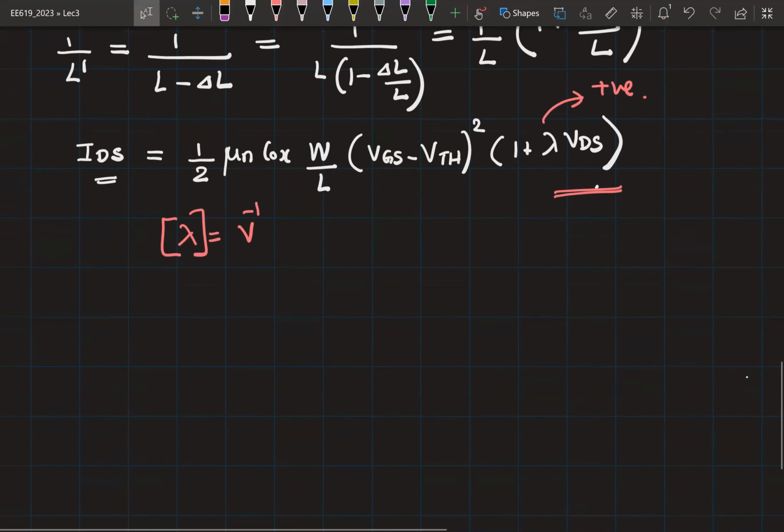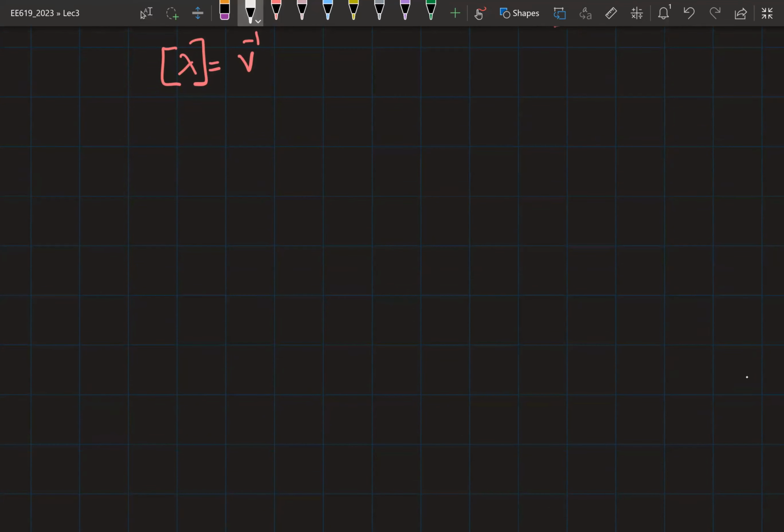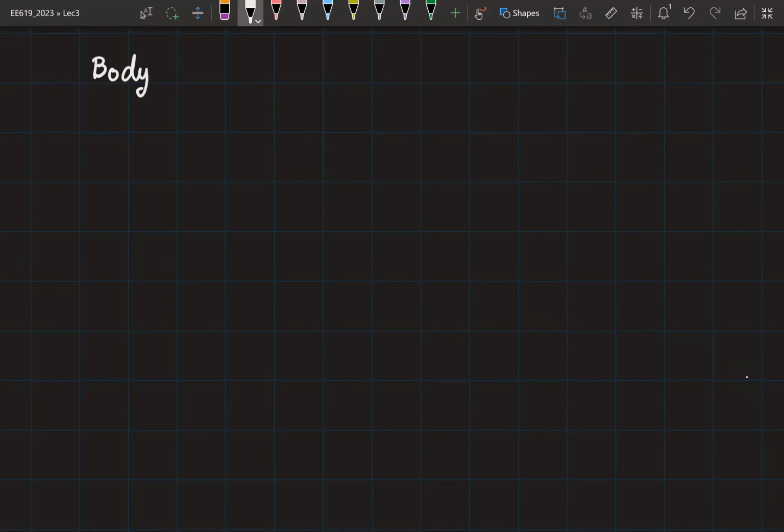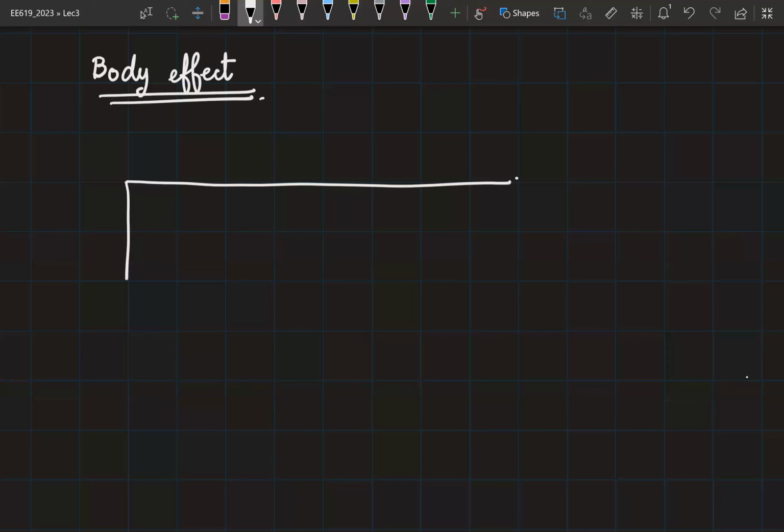So we have done channel length modulation. The next effect I would like to discuss is called body effect. What is body effect? Have you heard of this term before? What does it mean? The threshold voltage can change because of what? Because of the voltage applied to the body. Again, let's start with an intuitive feel, then I will give you the exact equation.